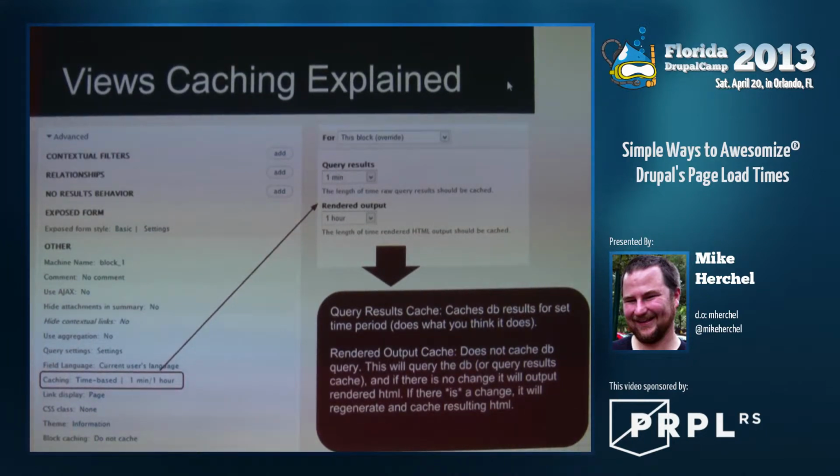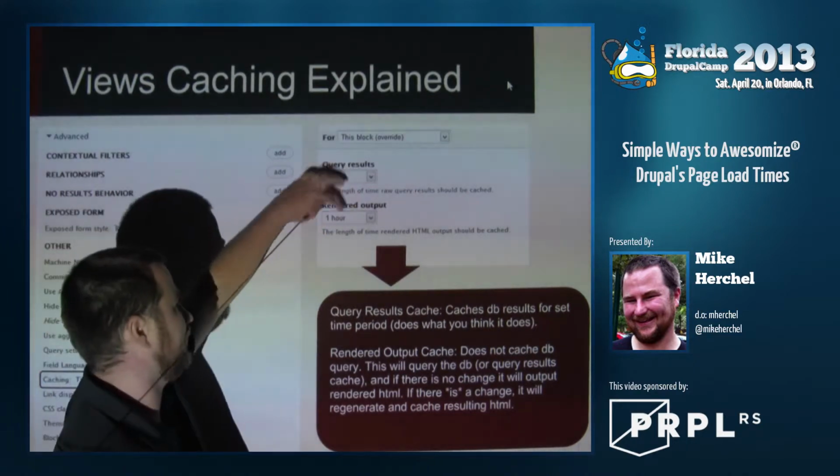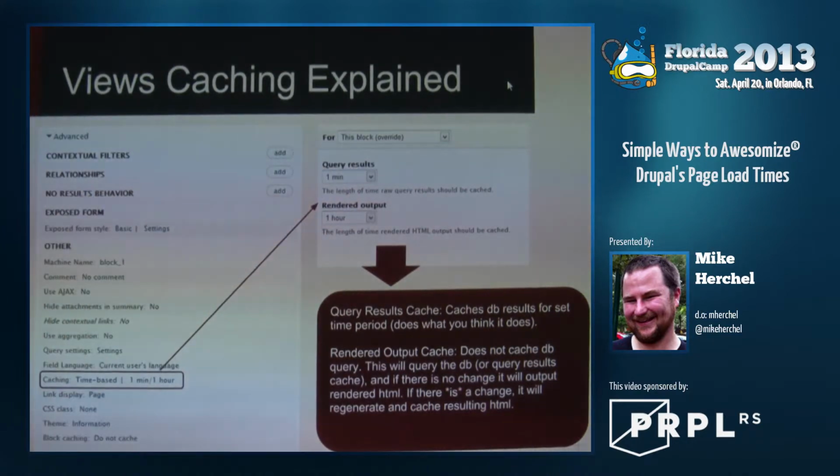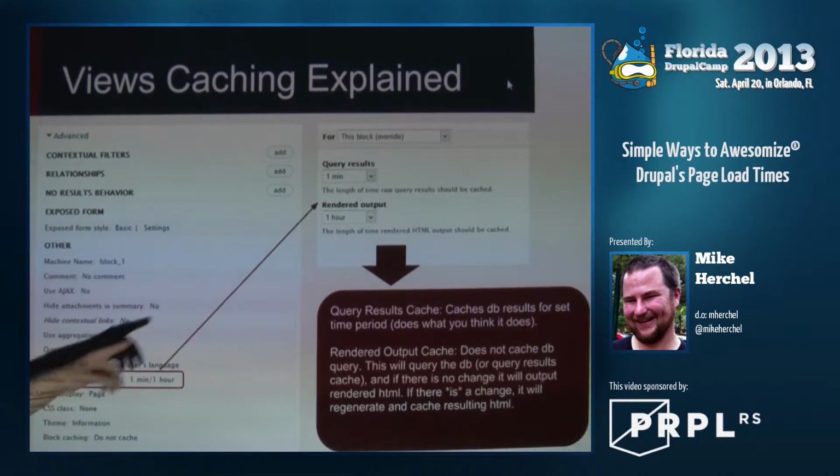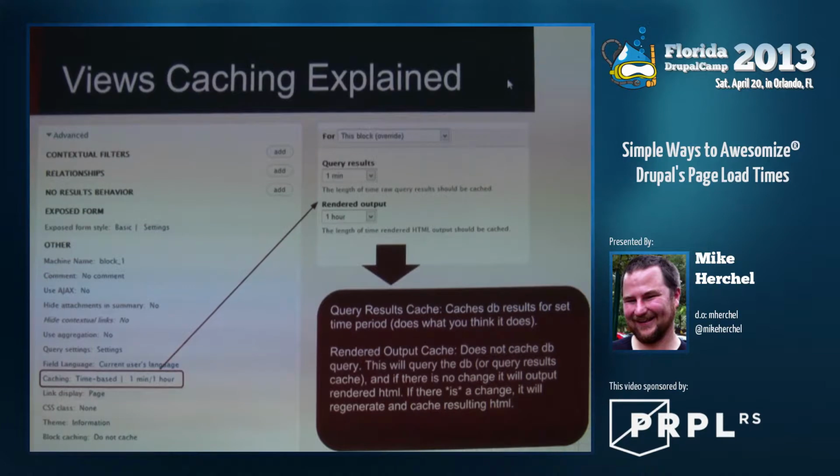If you set your query result to 0 and your rendered output to 6 hours, every time you run this view, it will actually query the database. It will check the result and compare it to what it has. If it's exactly the same, it will output the rendered output. If it's different, it will re-render everything. So that can be useful. It can be a little bit misleading too.